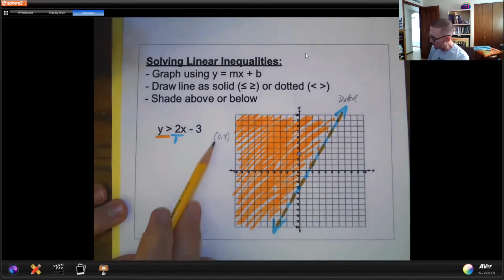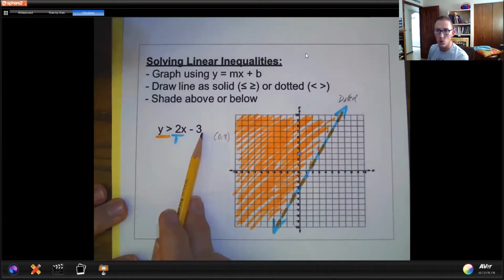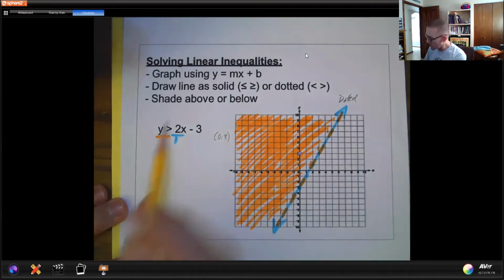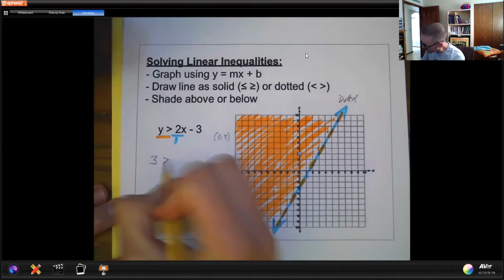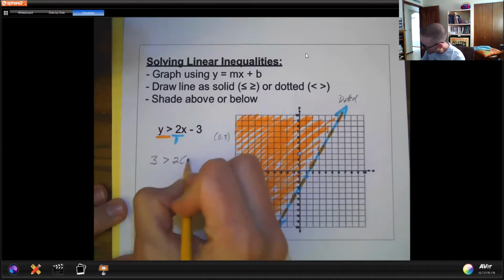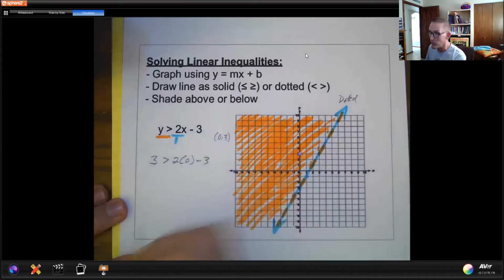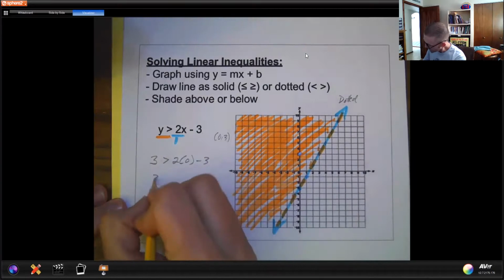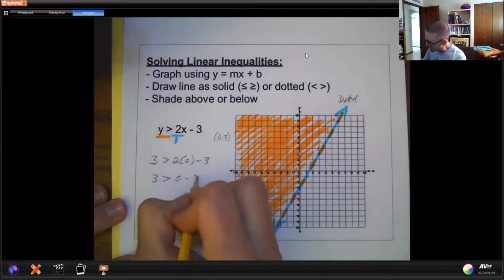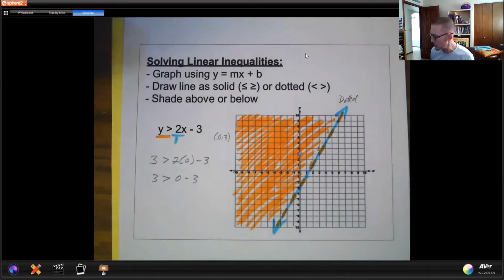If it's in the shaded area, it should work. So I'm going to take (0, 3) and plug it into the inequality. So the x value is 0 and the y value is 3. So I get 3 is greater than 2 times 0 minus 3. So I took the x and the y value and I plugged in. 3 is greater than 0 minus 3. Is that true? Is 3 greater than 0 minus 3? And the answer to that question is yes, it is. What that means is (0, 3) is a solution.